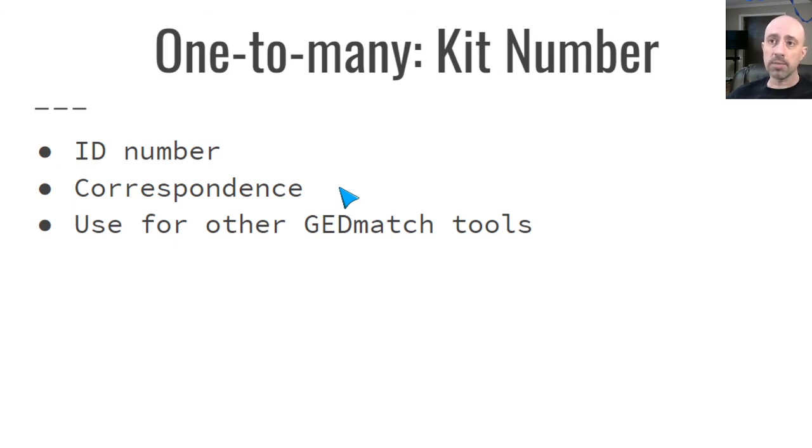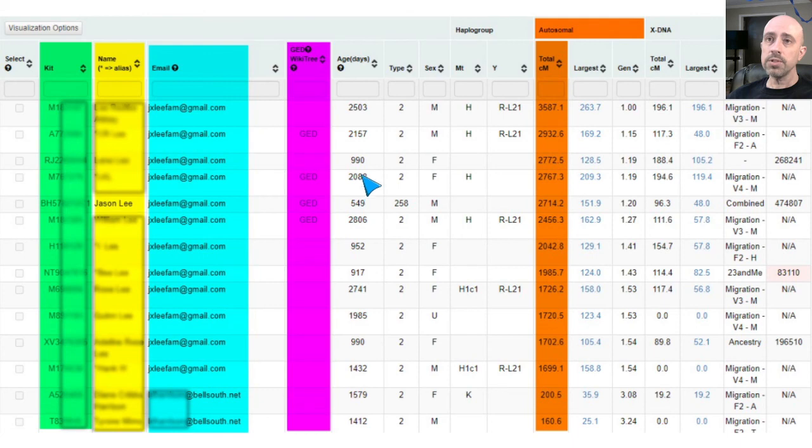The kit number is useful for a lot of the other GEDmatch tools. So if you go beyond one-to-many and are using other GEDmatch tools, the kit numbers for your matches can be very helpful or essential in using those tools. The kit number is on the far left. I've colored that in green to show that.